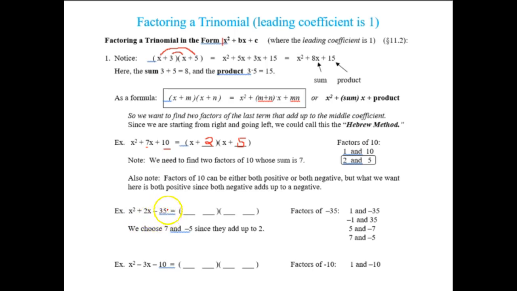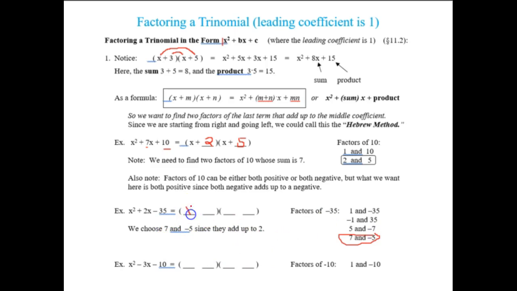Okay, so we're going to look for the factors of negative 35 that add up to 2. Now I listed the factors of negative 35: 1 and negative 35, negative 1 and 35, 5 and negative 7, 7 and negative 5. And of course, the pair that adds up to positive 2 is the last pair here. So 7 and negative 5.